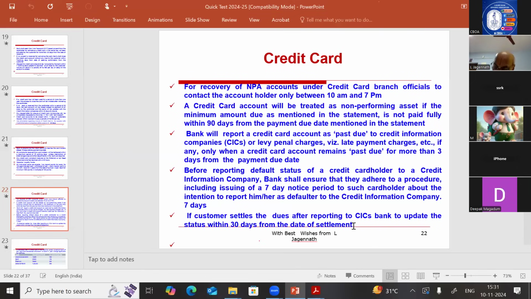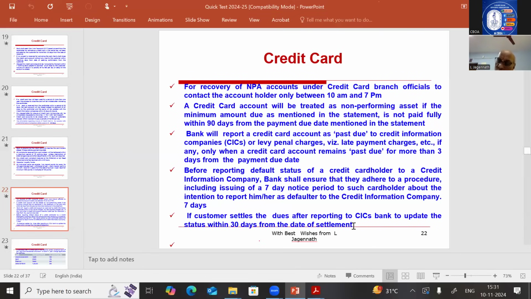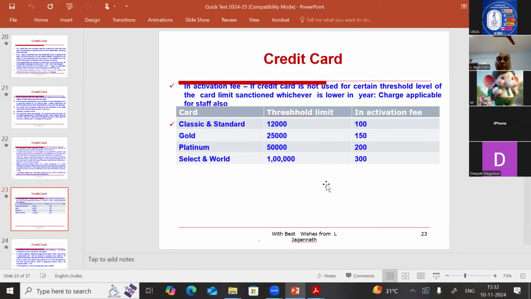If it becomes past due for more than 3 days, you inform the credit information company. Subsequently, if the customer pays the amount, you have to update it to the credit information company.